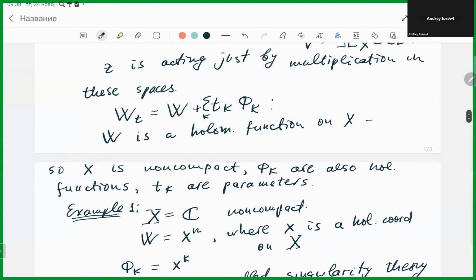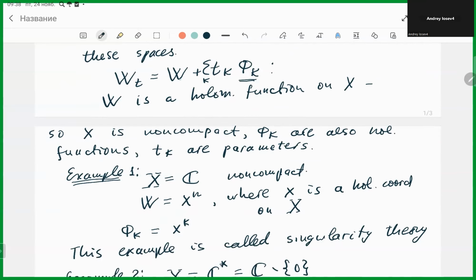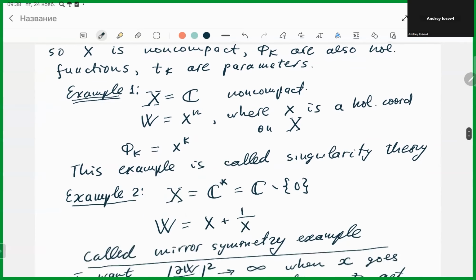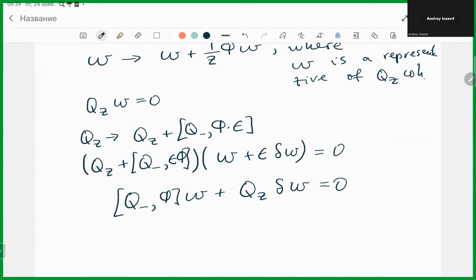So we are changing W, that is even, by even phi's. But in principle, you are right. Here W is even and phi's are also even. So we need to find this delta W. So the idea is that we can choose delta W. So in this equation, this is Q plus Z Q minus applied to the delta W.